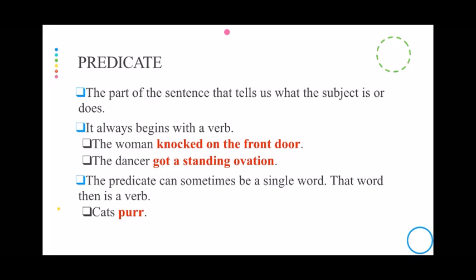Next, the predicate can sometimes be a single word. That word then is a verb. Cats, what sound do they make? They purr. So, in this sentence, cat is the subject who is doing this action. Okay? It is possible that predicate can be only one word, and if it is only one word, it is a verb.